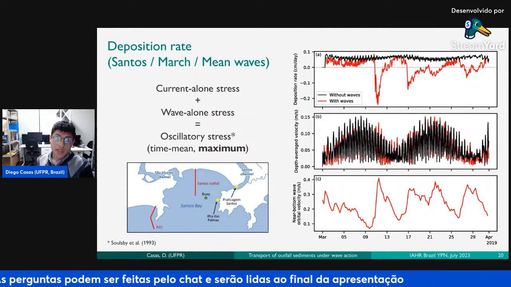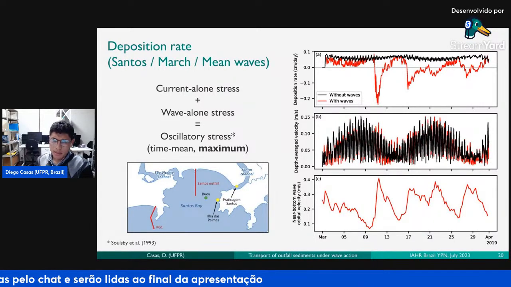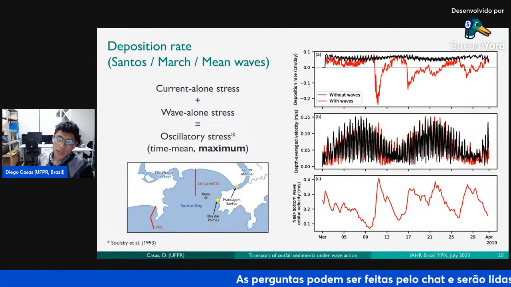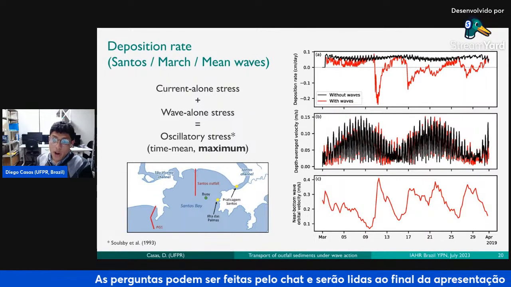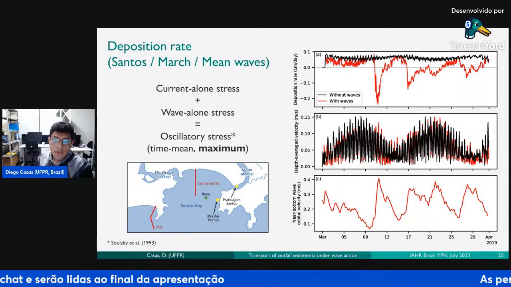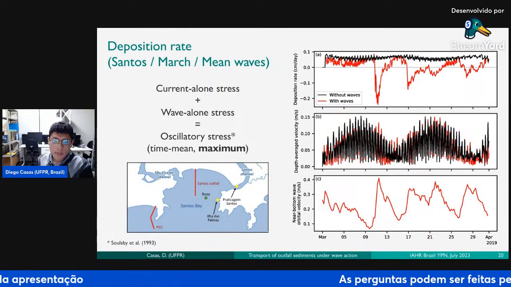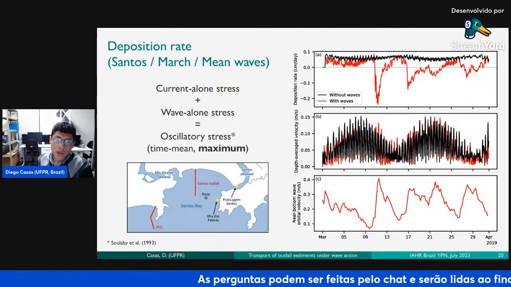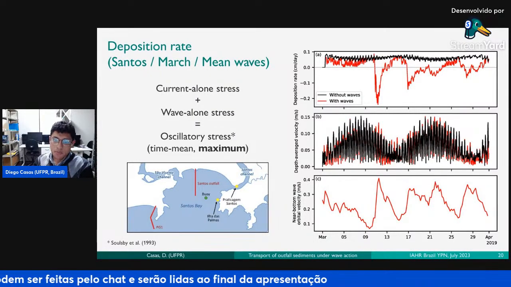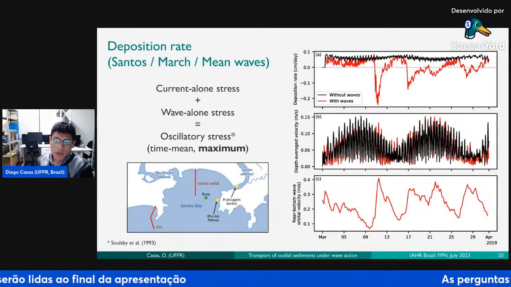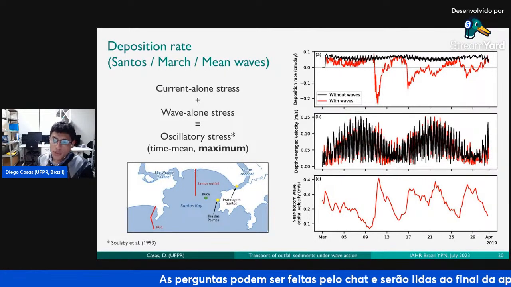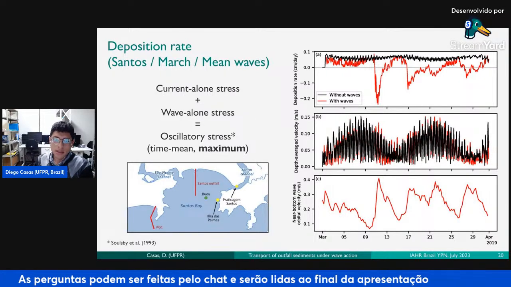If we analyze further the deposition rate, in this case for March, which has mean waves, we could compare it with the depth-averaged velocity of the current, and we can see that there are not significant differences between the velocity without waves and with waves. However, if we compare our deposition rate against the near-bottom wave orbital velocity, there are some peaks that coincide with these events of sediment resuspension. When you have these peaks in the orbital wave velocity, we also have events here of negative deposition rate.